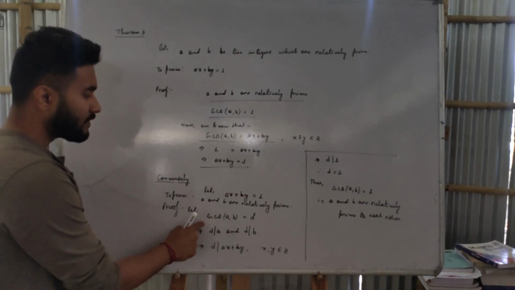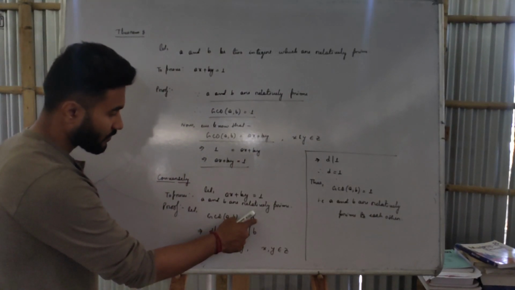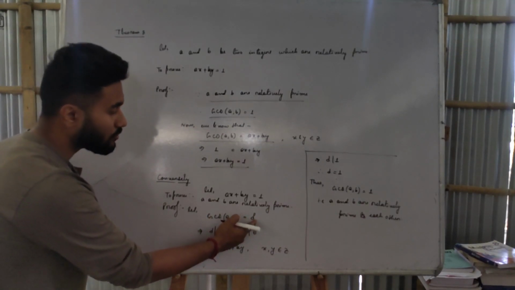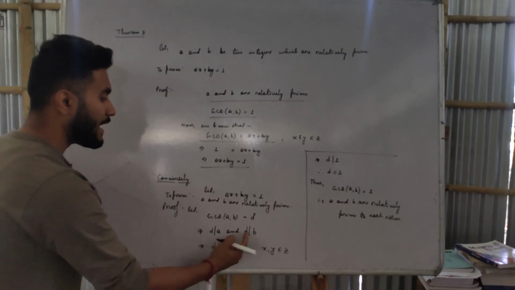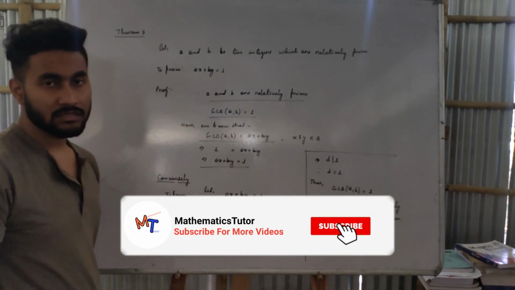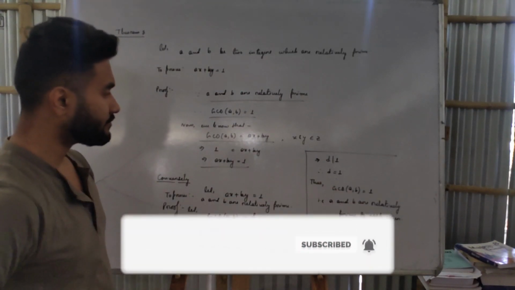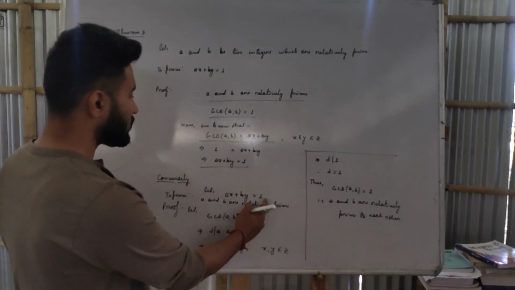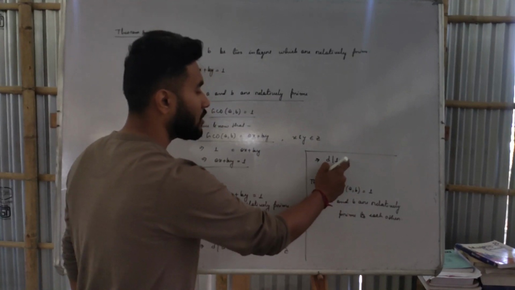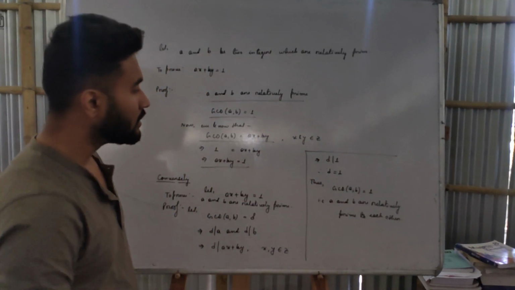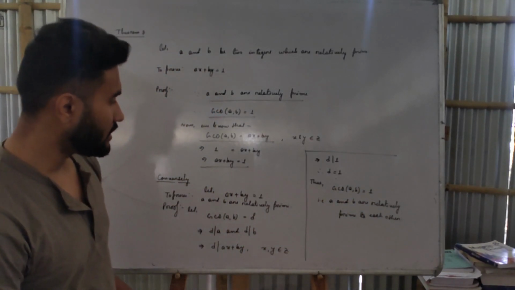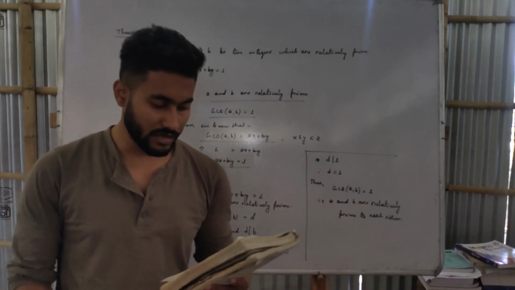So proof. Then GCD of AB we have considered D. It means D divides A and D divides B, because D is the GCD, the highest common factor. And by another theorem, if D divides A and D divides B, then D divides AX plus BY. Very important theorem. And the value of AX plus BY is considered to be 1. So D divides 1, and there can be only one value for D, that is 1. So then GCD of AB will also be 1. It means A and B are relatively prime to each other. So this is the proof. This is theorem number 5. If you have any doubt, you can ask. Okay.